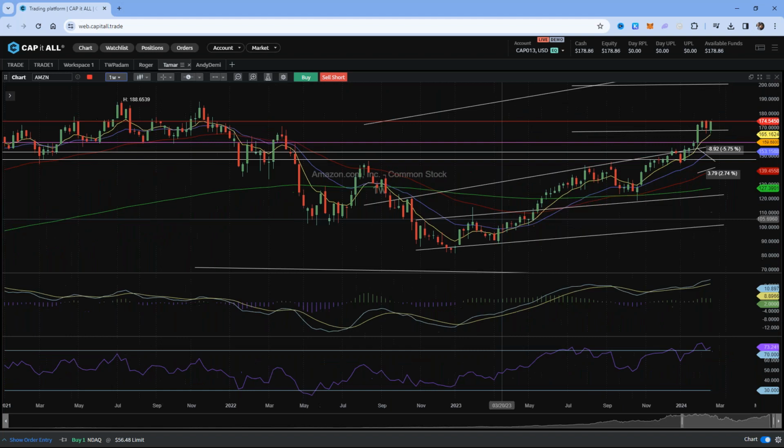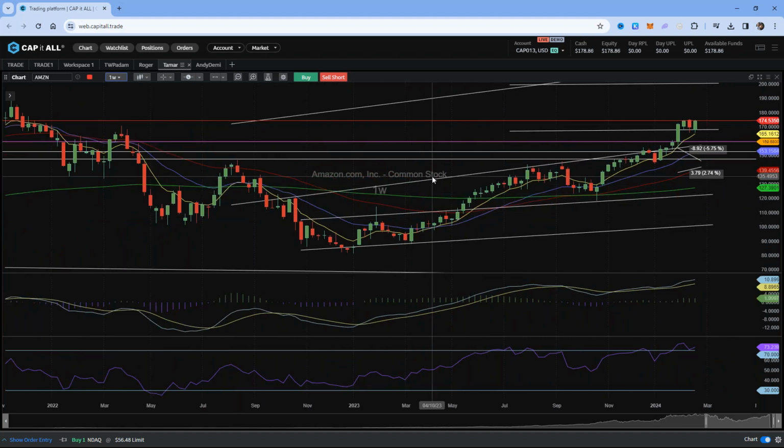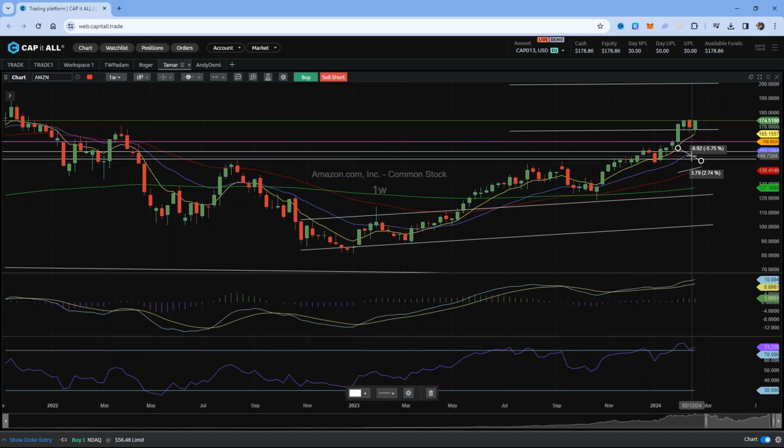Right. So again, I know it looks a little bit messy. Let's clean this up a little bit. There you go. So the first thing that's really easy to see is, you know, what are the indicators saying? Well, the moving averages are all fanning. That's very bullish. The MACD is converging.